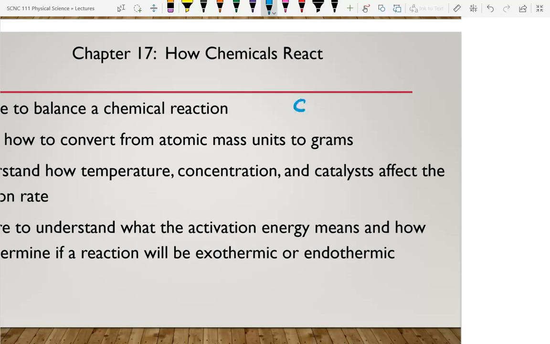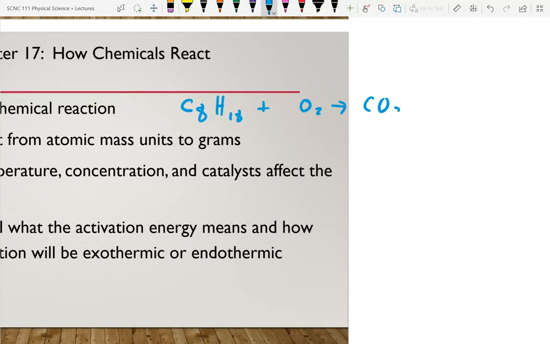Octane is C8H18, ideally, that's the relationship. So now let's balance this thing. Where would you start?